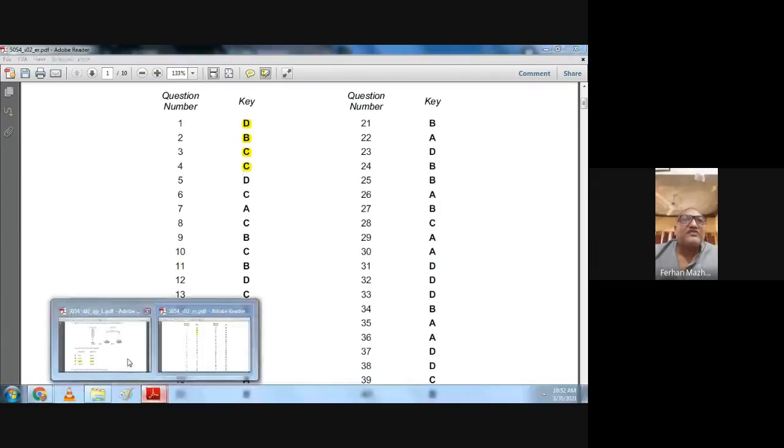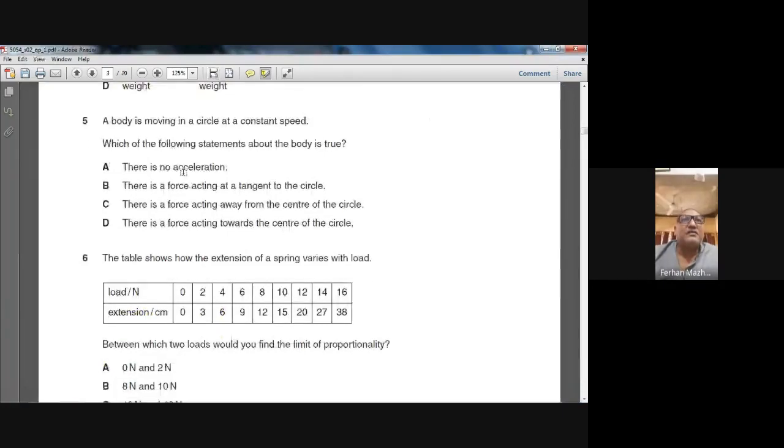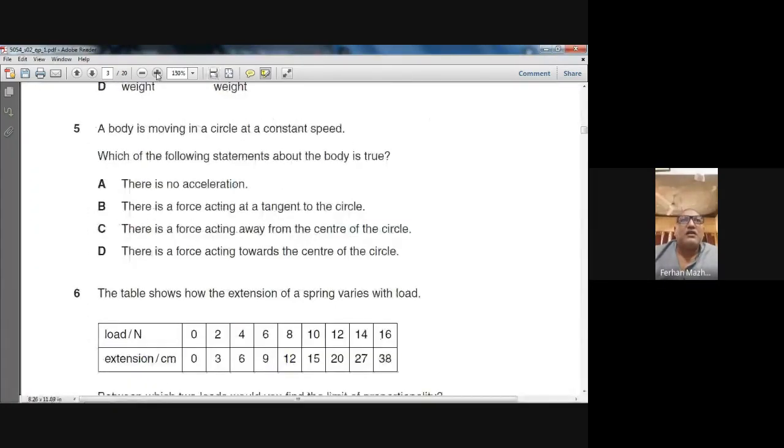Okay, next question. A body is moving in a circle at a constant speed. It's very important to underline this phrase, constant speed. The body is moving in a circle at a constant speed. Which of the following statements about the body is true?